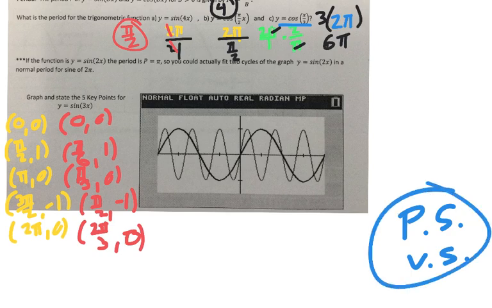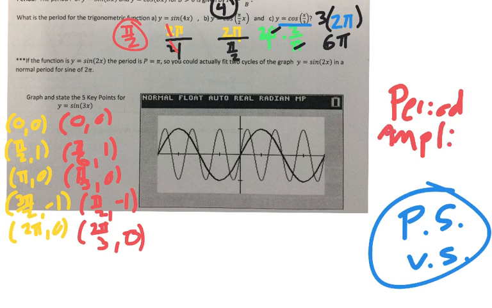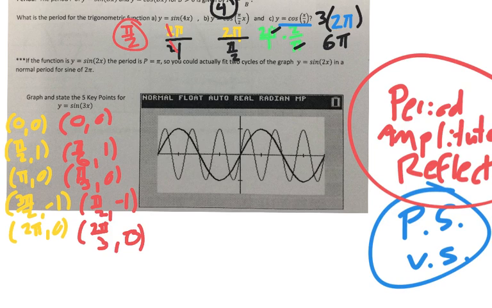Okay? Then, above that, we're looking for period change. We're looking for amplitude change. And we're looking for any reflections. These can be done in any order. But you have to do those before you do phase shift and vertical shift. Not period shift. Phase shift and vertical shift. They're done last. The others have to be done before that.